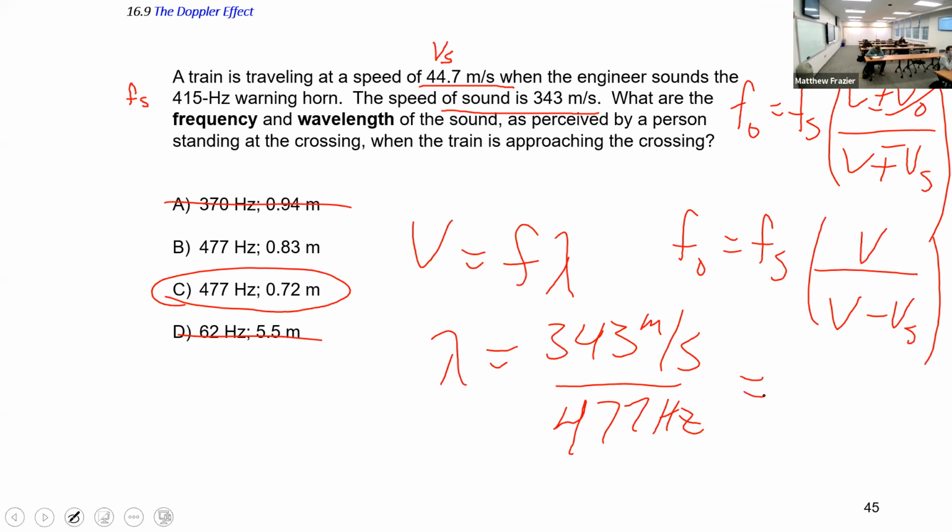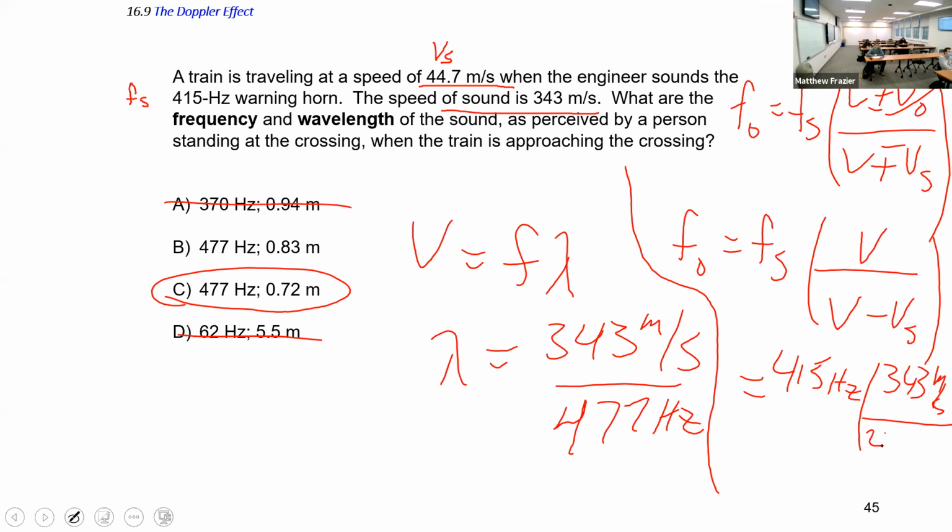And so this fraction is going to look like, we'll have 415 hertz, 343 meters per second, divided by, and then we have 343 minus 44.7, so it's about 299. Let's see what it is. 343 minus 44.7, 290.